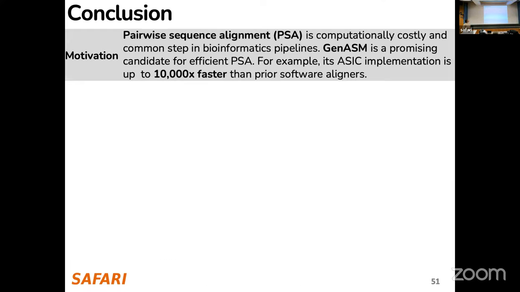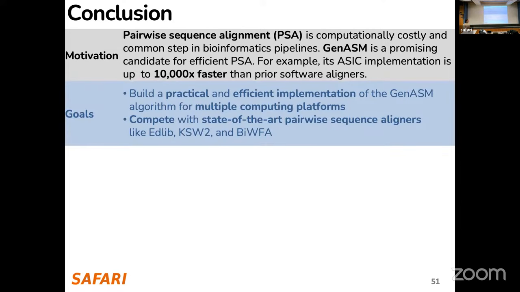And let me conclude. Very briefly, we saw that this pairwise sequence alignment problem is quite an important workload. It's quite common in genomics, and it's also a bottleneck in many workloads.